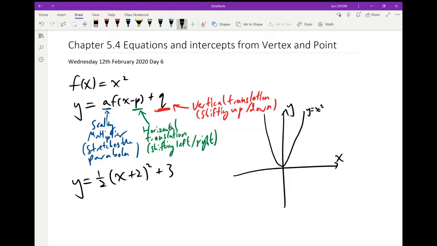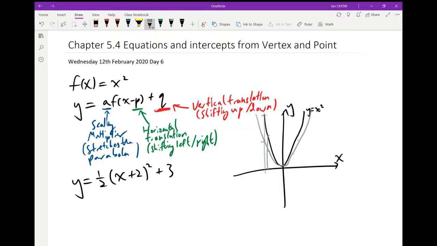And so with the new one, first of all, half of x, I'm going to use this gray color over here. Half of x means that every single point, the vertical point, is going to be half of the original. So it will look somewhat like this, because every single point here in the vertical space is half of the normal. So that's what the half will do.